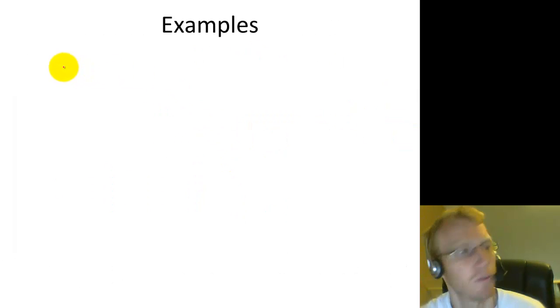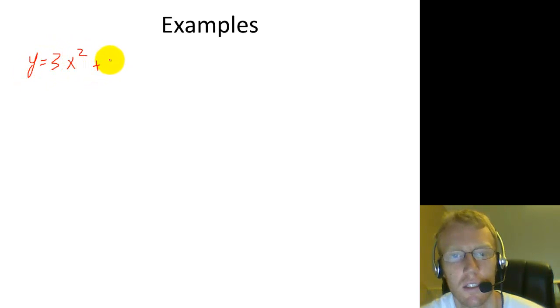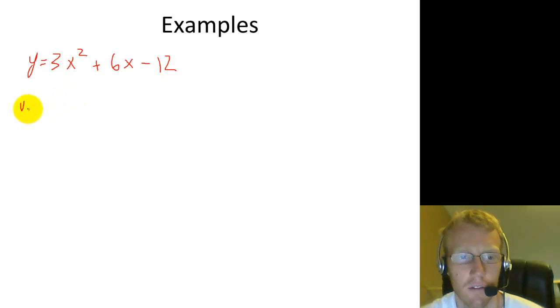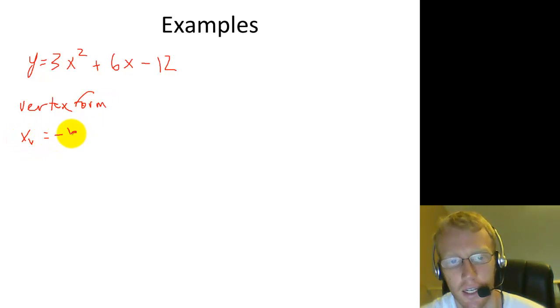Okay, a couple quick examples. Let's take one in standard form: y equals 3x squared plus 6x minus 12. And say we want to get vertex form. So we identify that the x-coordinate of the vertex is at negative b over 2a. We plug in our numbers. Negative b is negative 6, divided by 2a, which is 2 times 3, and that's negative 6 over 6, which is negative 1.